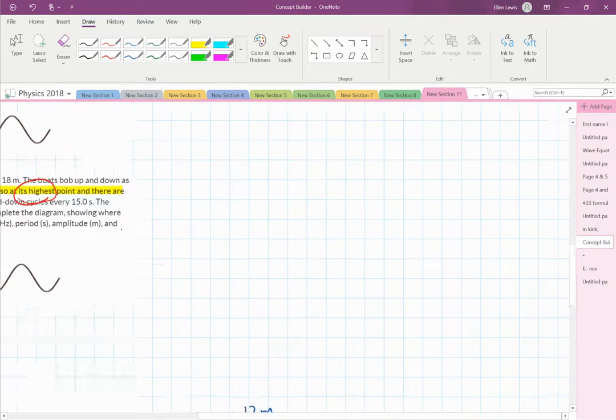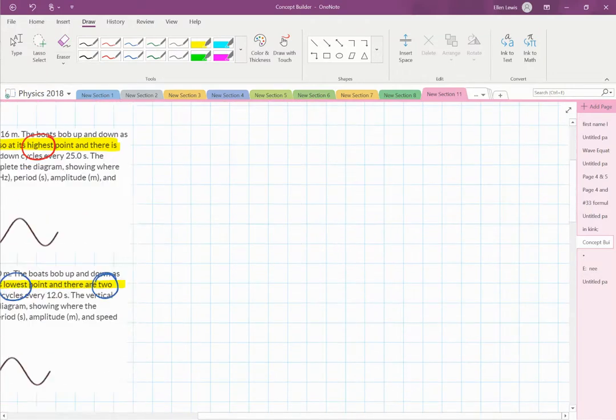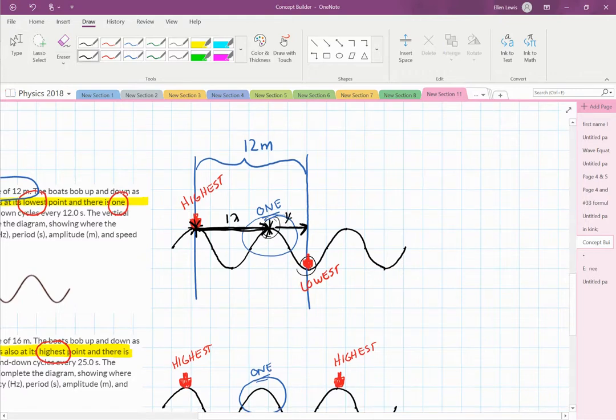which is exactly like what we were doing here in the apprentice level, right? Going from the top of one crest to the bottom of the trough. So that's what we have left, the top of one crest to the bottom of the trough. So that's half of a wave. So it looks like in 12 meters, we have 1.5 waves.